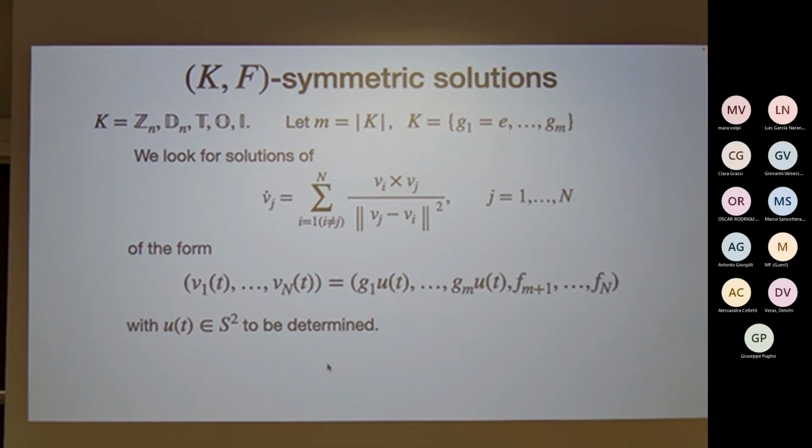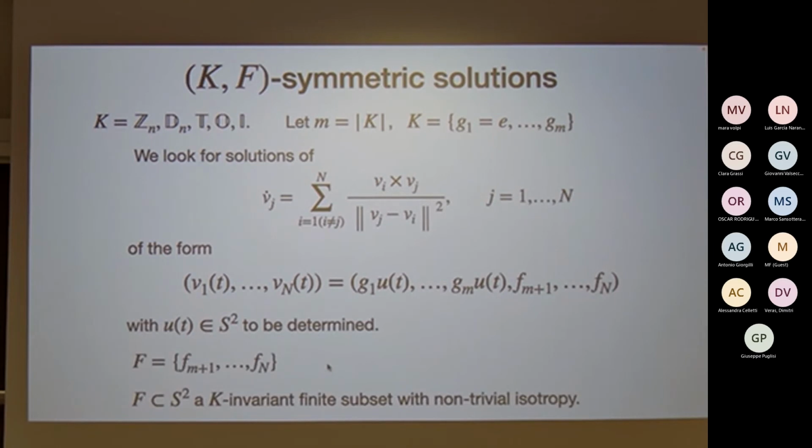And then we allow ourselves the possibility of having some vortices that are fixed. So F_{m+1} up to F_n are some vortices that are sitting there and do not move during the motion. Now, you can put those vortices that do not move as long as they interact with the group K in a correct manner. So their interaction with the group K has to be a very particular one: the set defined by them has to be K invariant, and it has to have non-trivial isotropy. So once you prescribe this, then you can find solutions of this form.